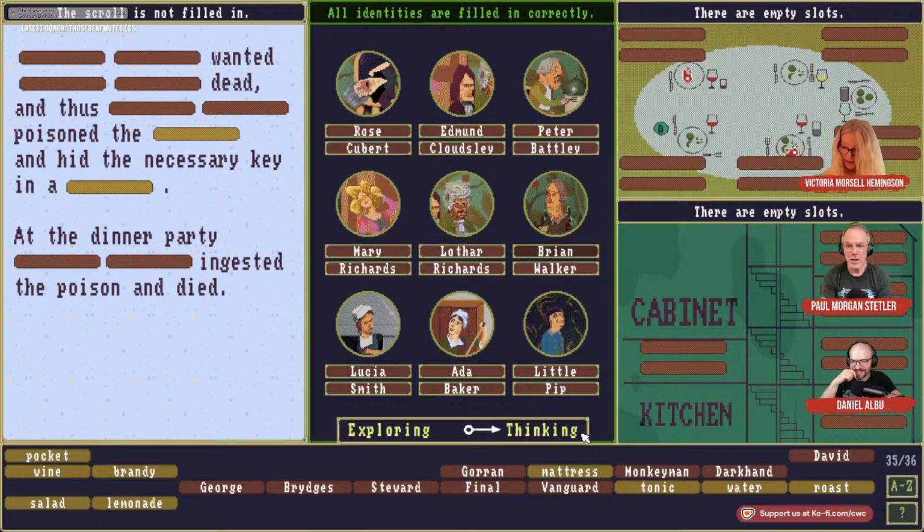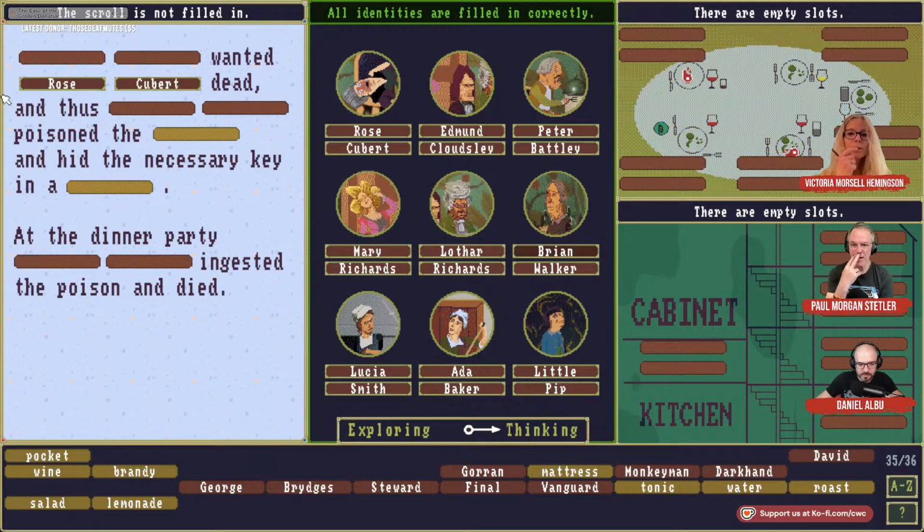Okay, but so we can go on the left. We can put Rose Kubert. So-and-so wanted Rose Kubert dead, so we can put Rose Kubert in the left, the second name. Yeah, that one, there you go. And thus blank blank poisoned the something and hid the necessary key in a something.